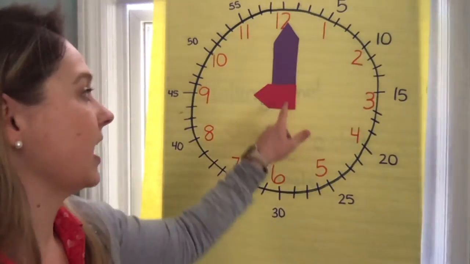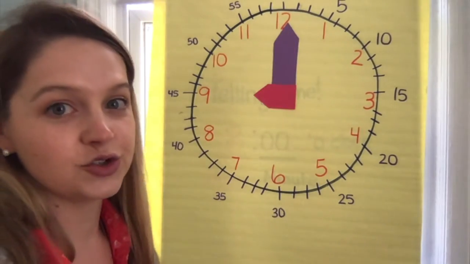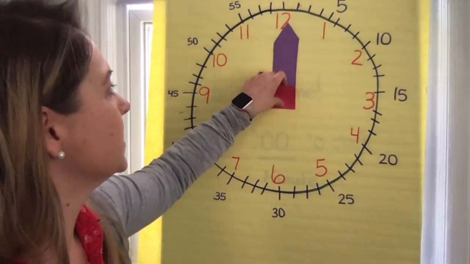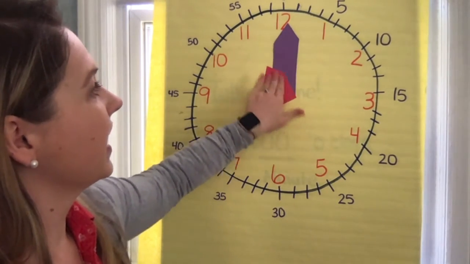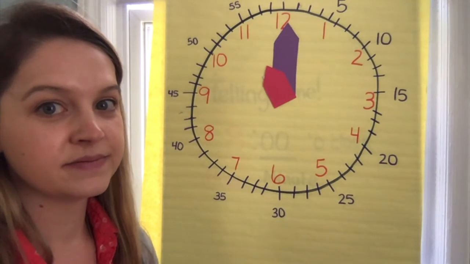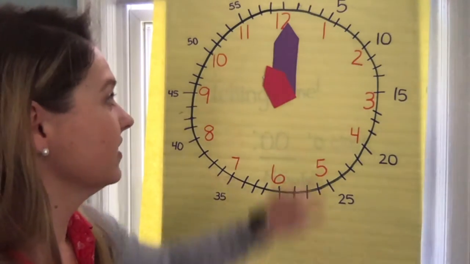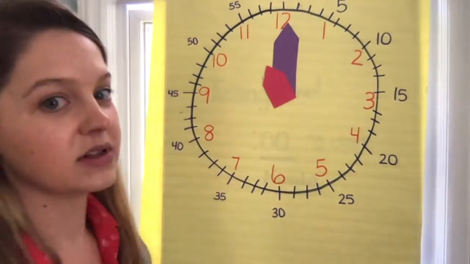Very good. This time would be read as 9 o'clock. Let me let you try one more. I'm going to try to trick you here. Go ahead and read that time out loud. Very good. This time would be read as 11 o'clock.